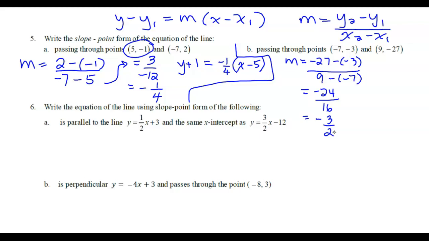Choose whichever point you want. Doesn't matter which one. So maybe I'll choose the second one this time. And so this will be y plus 27 equals negative 3 over 2 bracket x minus 9. No other work. You're just substituting in.